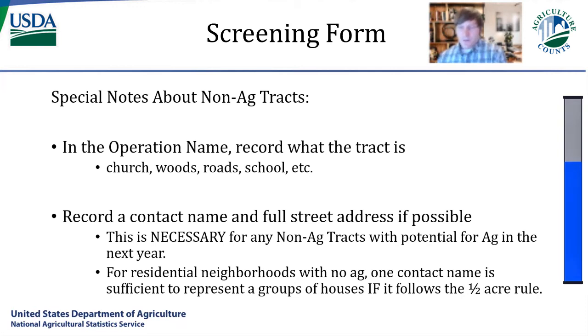You should also be sure to record a contact name and full street address if possible for non-ag residents. This is necessary for any non-ag tracts that have the potential for agriculture in the next year, as they will be sampled for follow-on surveys to see if they actually have agriculture within the next year. If you have residential neighborhoods with no agricultural activity, then having one contact name who can represent a group of multiple houses is sufficient, provided that you're following the half-acre rule when grouping those houses together.